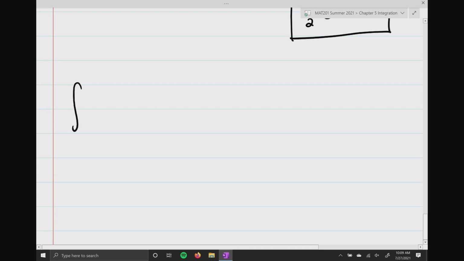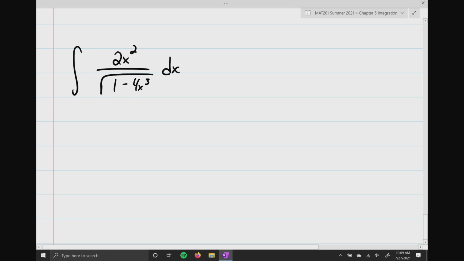So we're going to find the integral of 2x squared over the square root of 1 minus 4x cubed dx, okay? Now that we have an idea on how to do this, I'm going to show you some tips and just some techniques that we should get comfortable with doing because it makes our life so much easier.